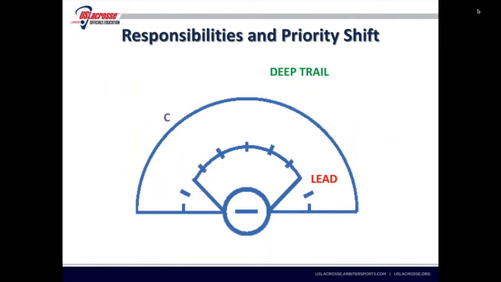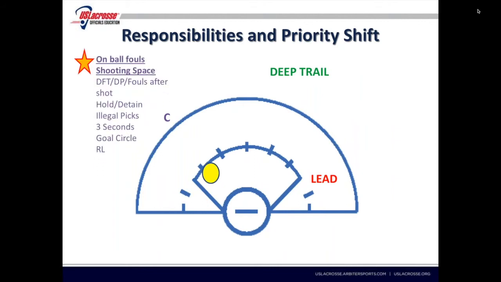When the ball moves to C side, responsibilities and priorities shift. Who is on ball? On ball. Note that it's at the top of C's list and the bottom of lead's list. Also note that these responsibilities may vary a bit depending on the play. If the offense is stacking players on C's side, for instance, C may be in the best position to see an off-ball pick and make that call.